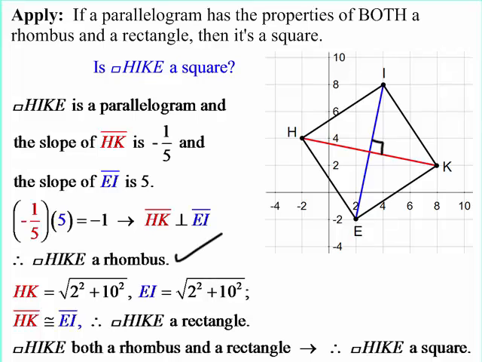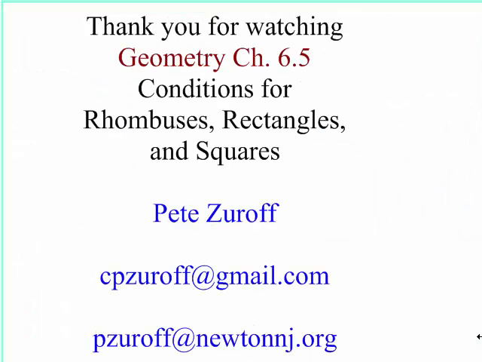Next thing, are the diagonals congruent? Well, we can use the Pythagorean theorem, so 2 squared plus 5 squared, and take the square root of that. Is that equal to the square root of 2 squared plus 5 squared? Yes, it is. So therefore, HK is congruent to EI, so the diagonals are congruent, so we can conclude that it is also a rectangle. And if it's both a rhombus and a rectangle, then we conclude that HIKE is a square. And that's it, I think. Thank you for watching this lesson.